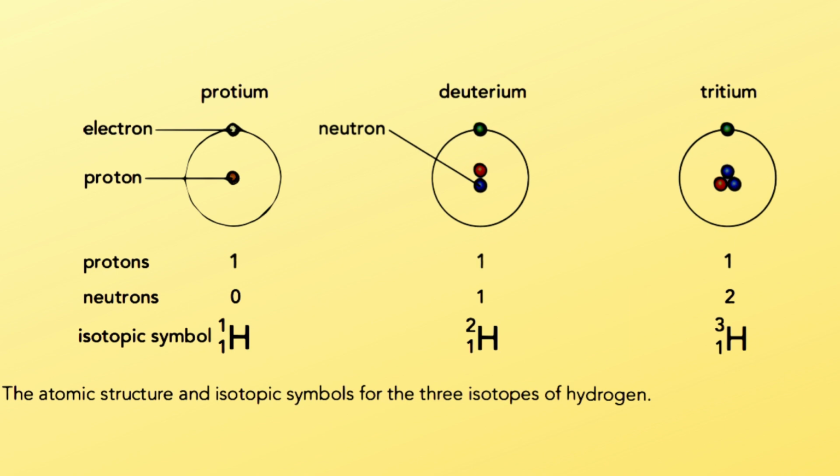So when you compare this, you can see the number of neutrons is varied here in protium, deuterium and tritium. Protium has no neutrons, deuterium has 1 neutron and tritium has 2 neutrons. So that's why, when they differ in their neutrons and they are all atoms of the same element, hydrogen, they are called isotopes.